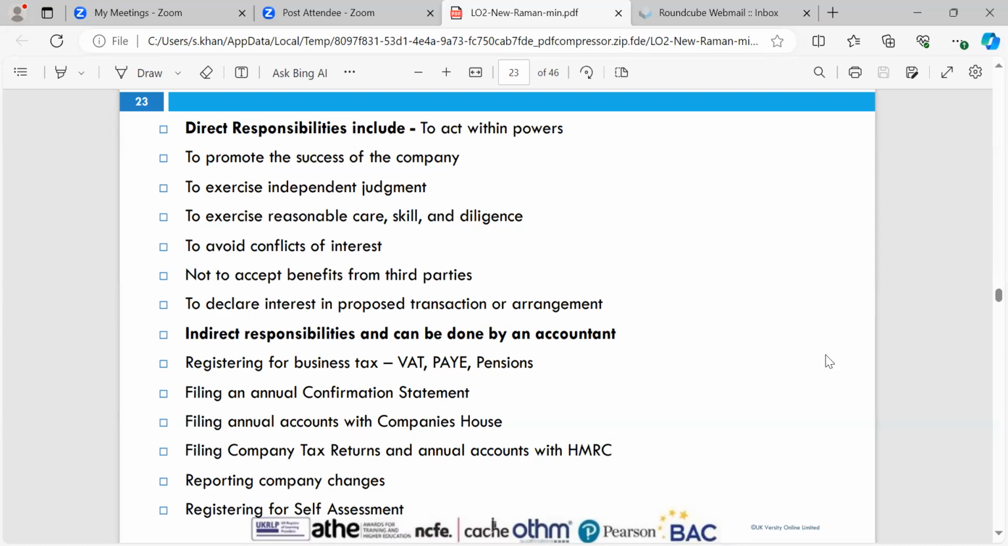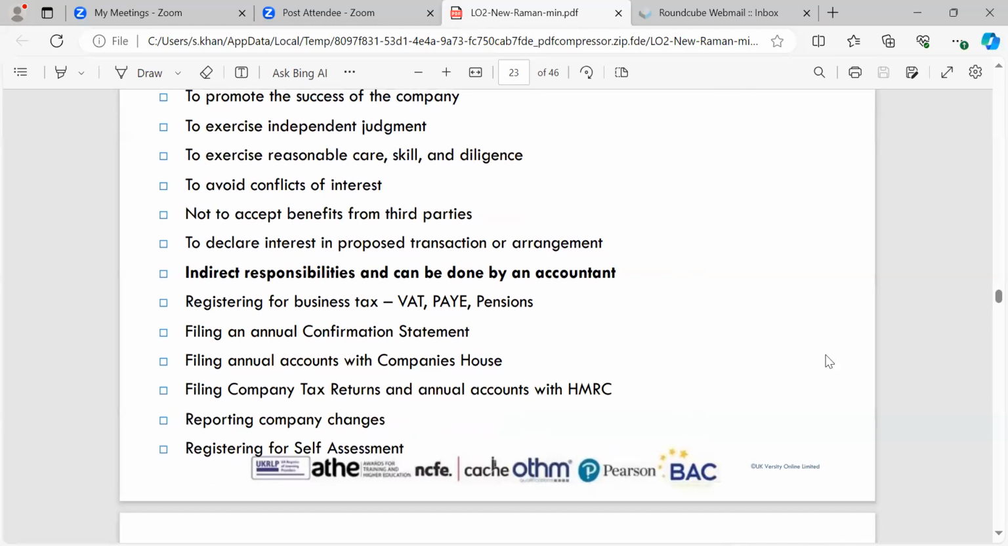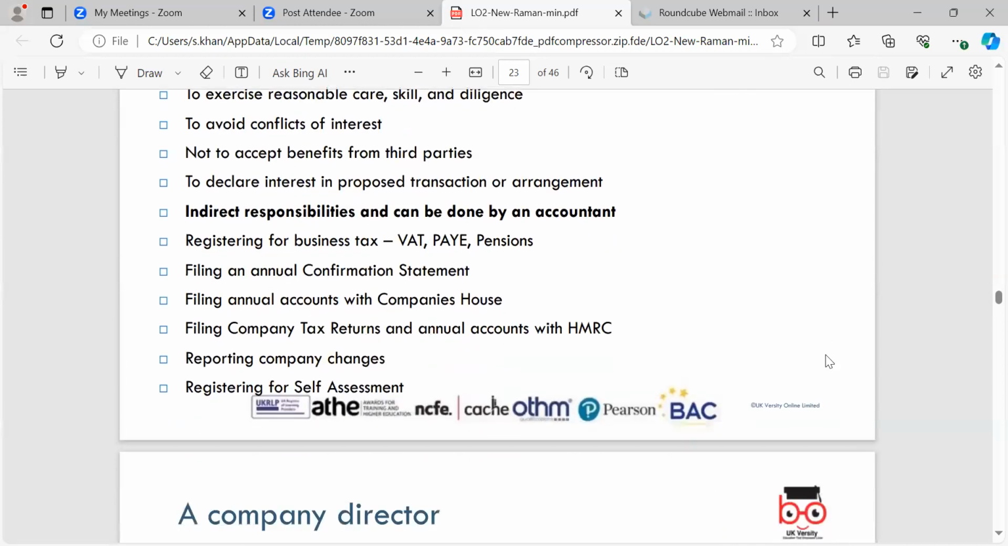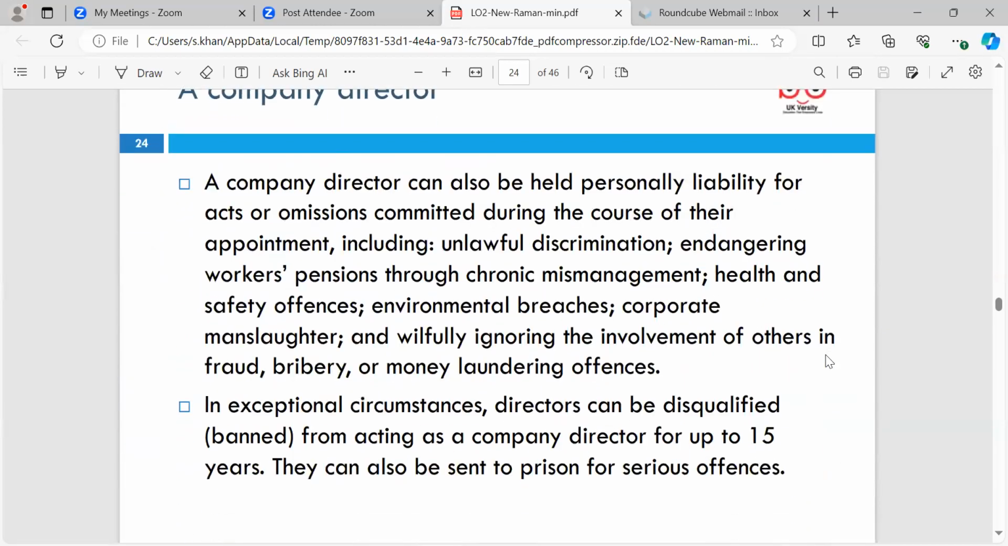Indirect responsibilities can be done by an accountant: registering for business tax, VAT, pay, pensions, filing an annual confirmation statement, filing annual account statement with Companies House, filing company tax and annual accounts with HMRC, and reporting company changes and registering for self-assessment.